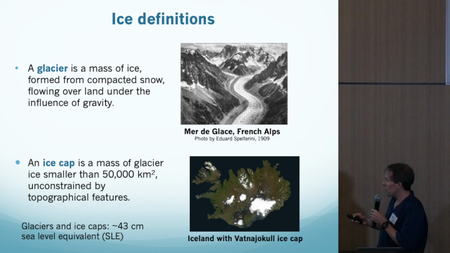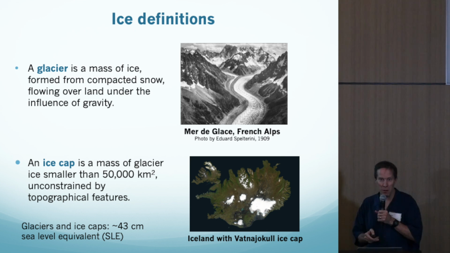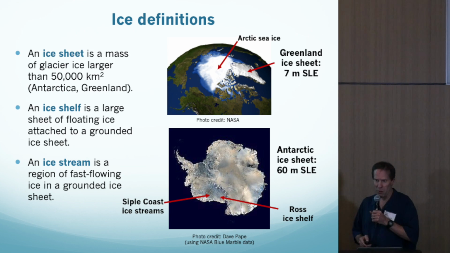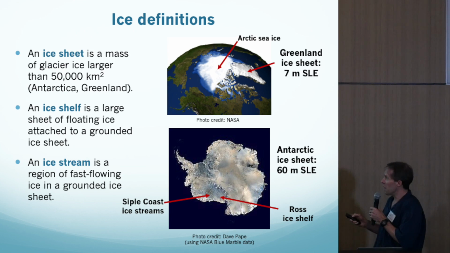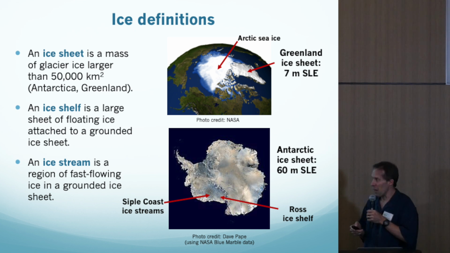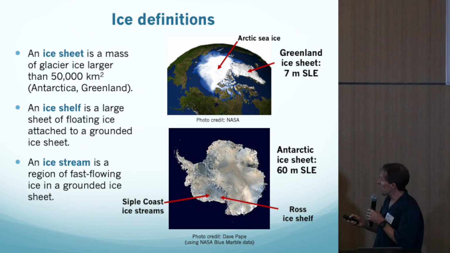And this is an ice cap, like many glaciers in the world, that's been melting very quickly in recent years. If you get bigger still, conventionally, an area larger than 50,000 kilometers squared, which is roughly the size of Switzerland, then you call that mass of glacier ice an ice sheet. In the Earth's current climate, we have two ice sheets, one here covering most of the island of Greenland, and the other covering almost the entire continent of Antarctica.